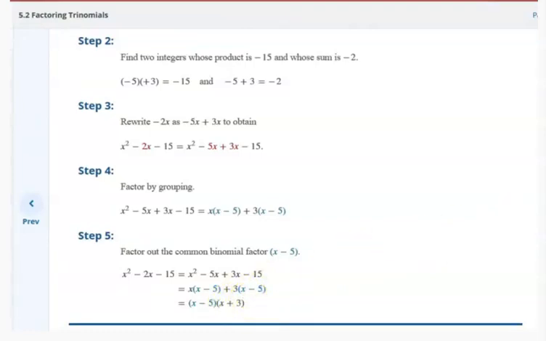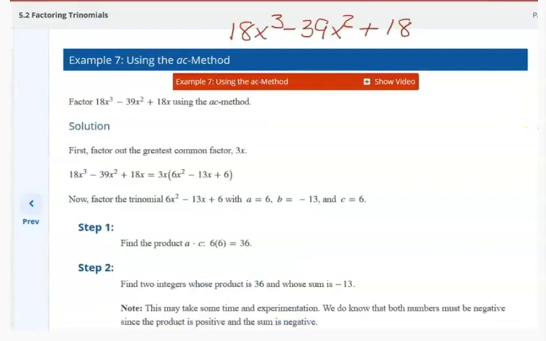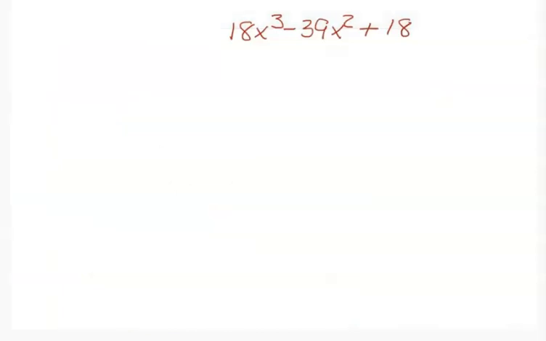Okay, this is running a little long, but we're doing a lot of different kinds of factoring here. And for example 7, another AC method, and we'll jump to the whiteboard. Now, as you look at this, you see, can we take out any common factor? There was an x here too. And the answer is yes. You can take out a 3x from each of these. So now this becomes 6x squared minus 13x plus 6.